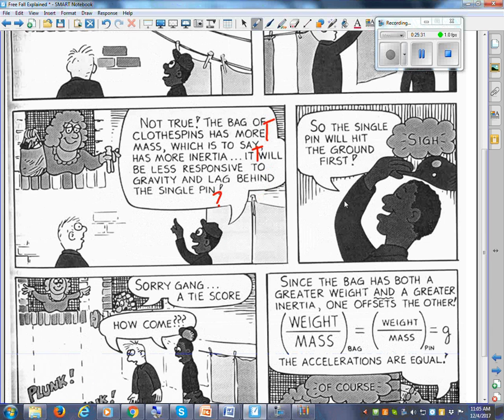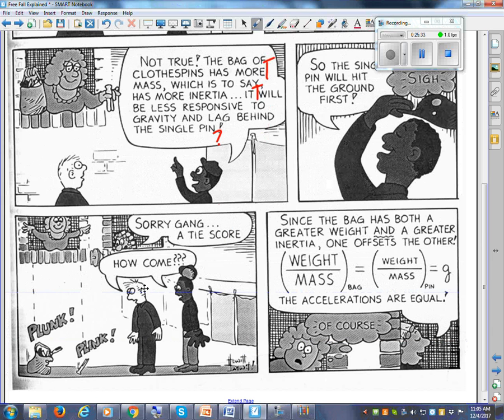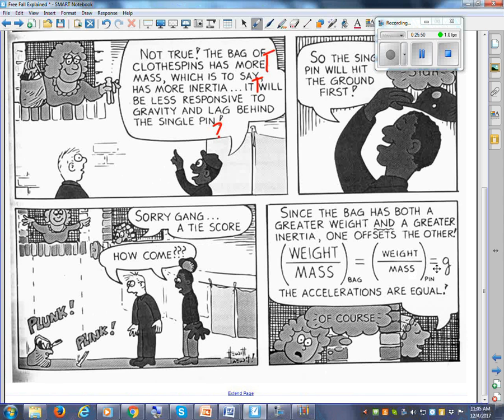She drops them, says, sorry gang, tied score, how come? She says, since the bag has both a greater weight and a greater inertia, one offsets the other. So the big weight divided by the big mass is equal to the small weight over the small mass. And the accelerations are what we call g. And what is the value of g here on Earth? What is the numerical value of g? 9.8.